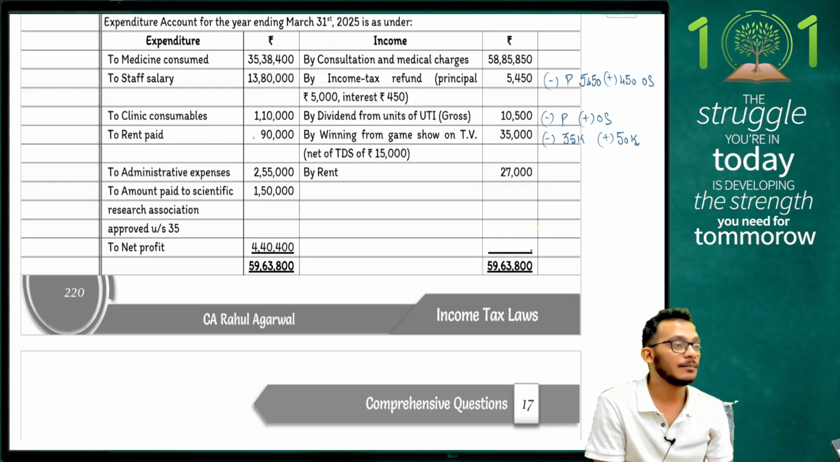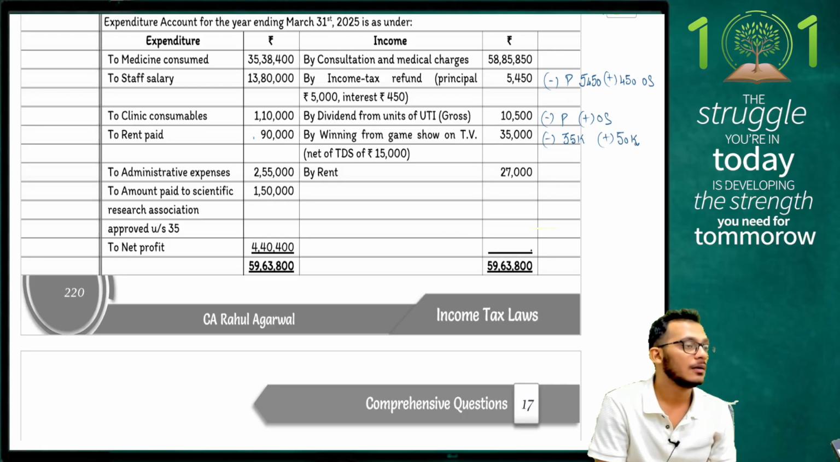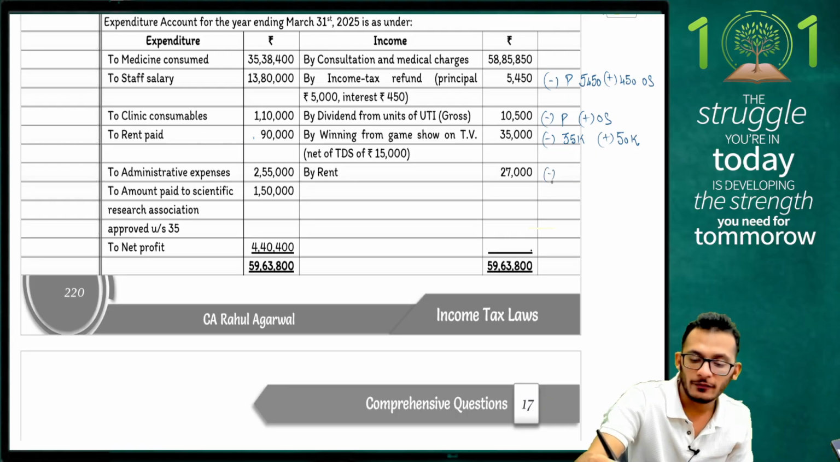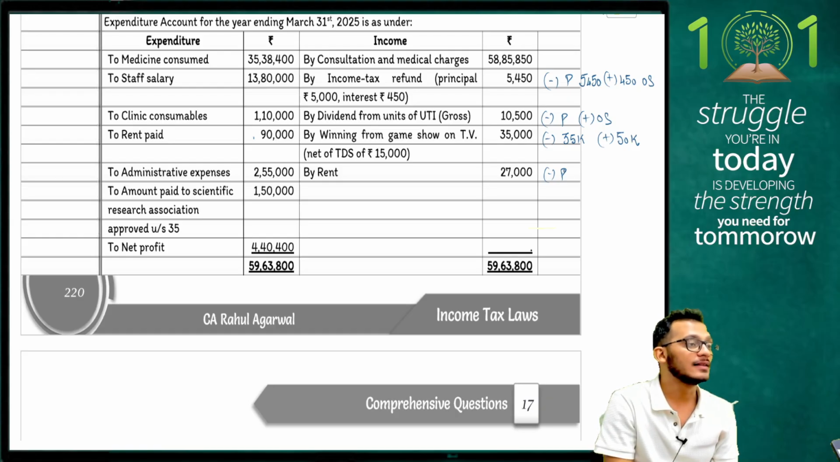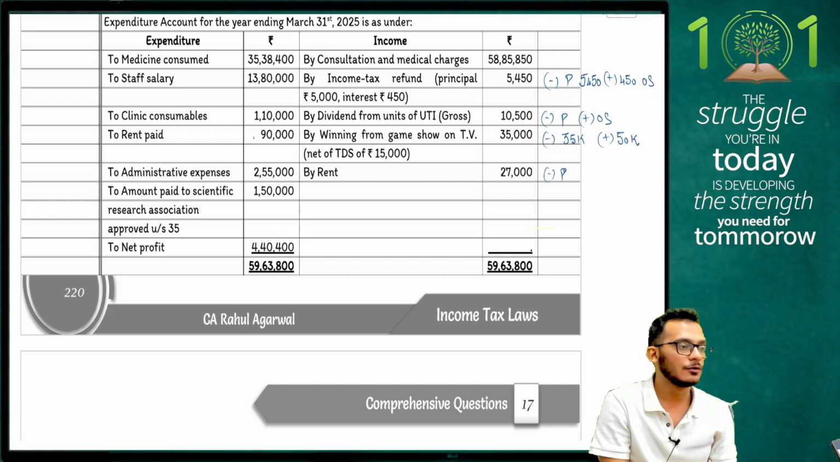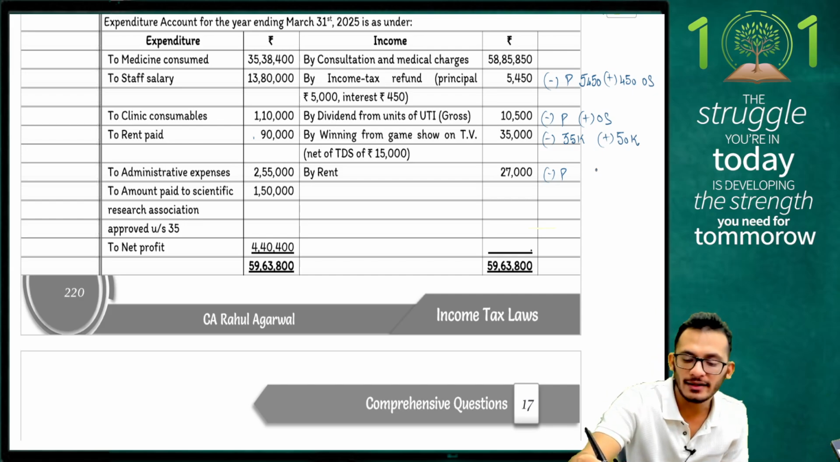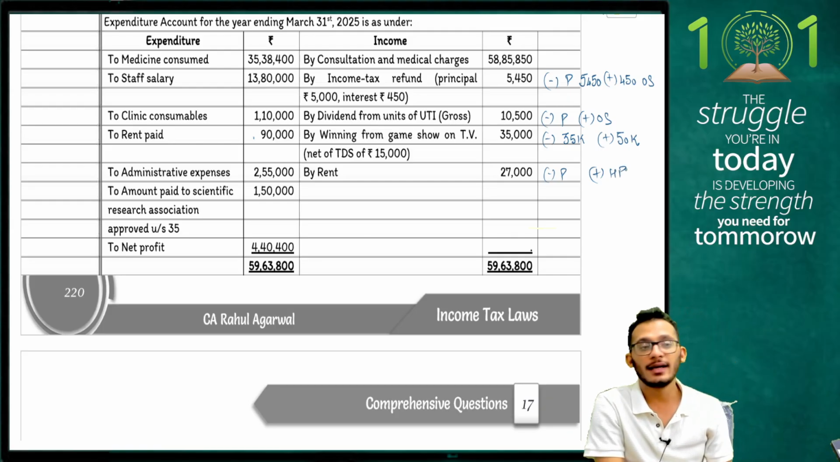I have received something called rent of 27,000. First of all, is it part of PGBP? Therefore, remove it from PGBP. Then I will check whether it is from house or from other sources. Never given, always assume house. Therefore, add it under HP. Correct? Yes. Right side done.